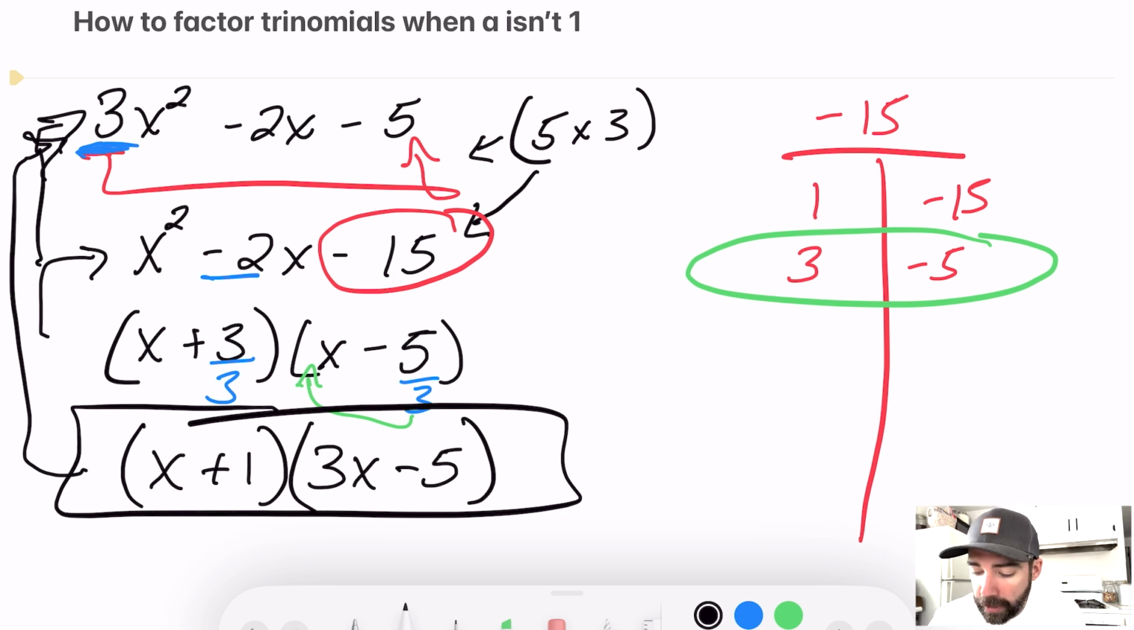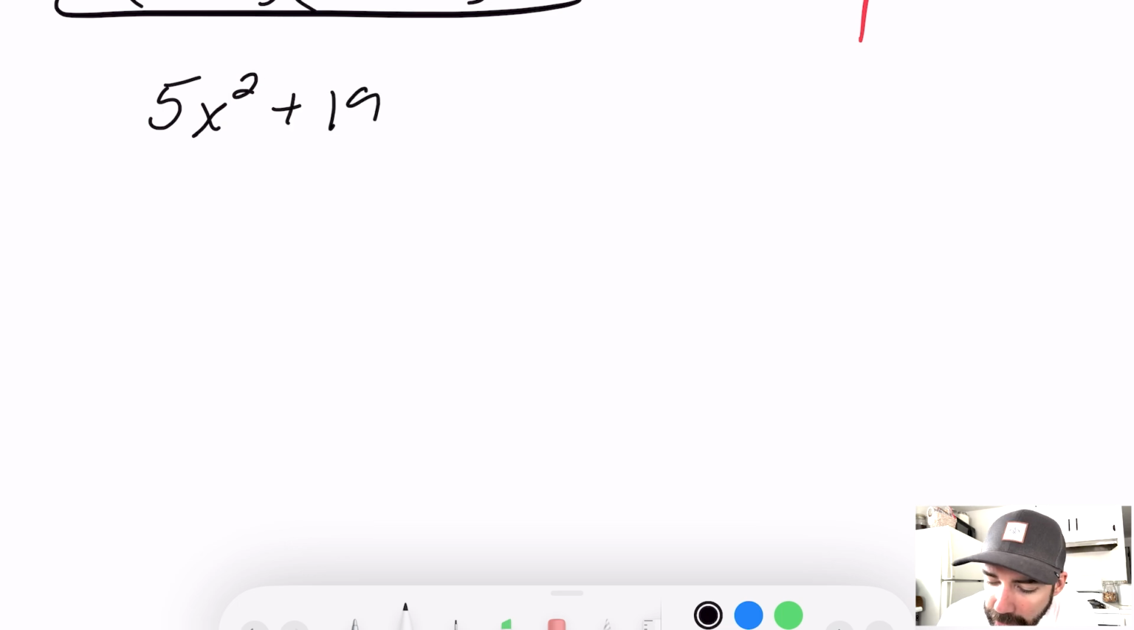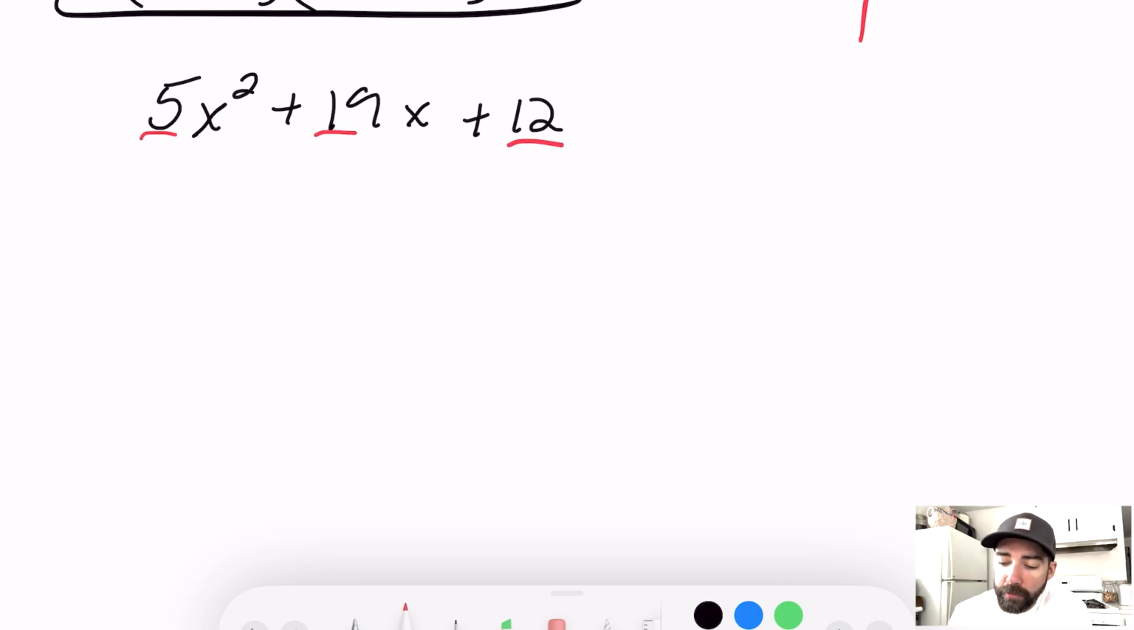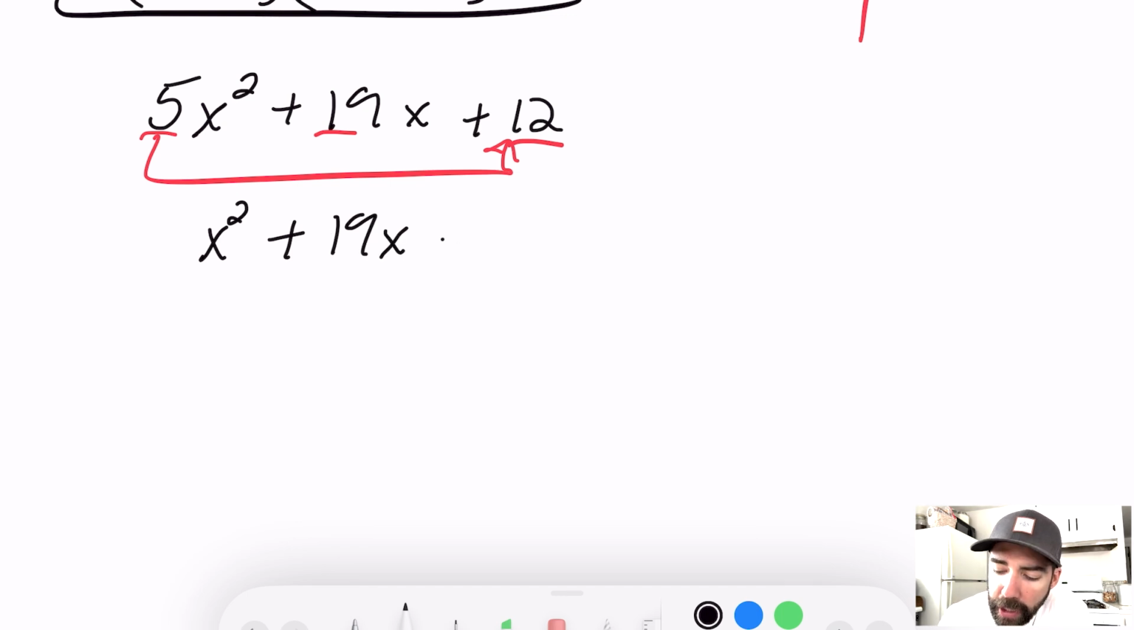All right. Very good. Let's do another one because we're awesome like that. 5x squared plus 19x plus 12. Whew. Okay, so do we have a greatest common factor in these? The answer is no. So instead we slide and multiply. 5 times 12 is 60. So our new polynomial that we're messing with is x squared plus 19x plus 60.